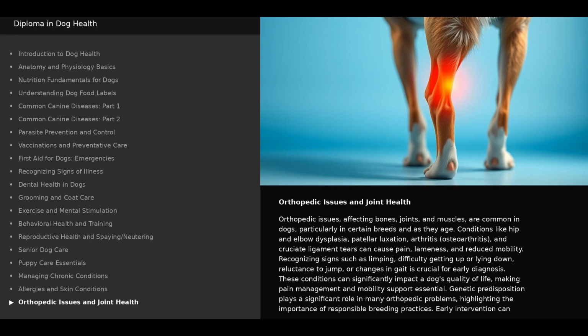crucial for early diagnosis. These conditions can significantly impact a dog's quality of life, making pain management and mobility support essential. Genetic predisposition plays a significant role in many orthopedic problems, highlighting the importance of responsible breeding practices. Early intervention can prevent further damage and improve comfort.